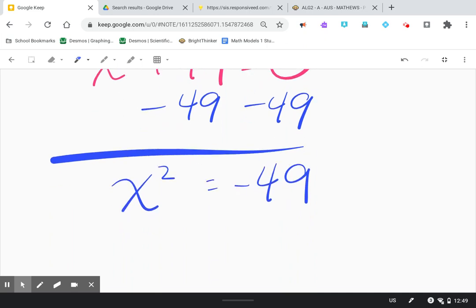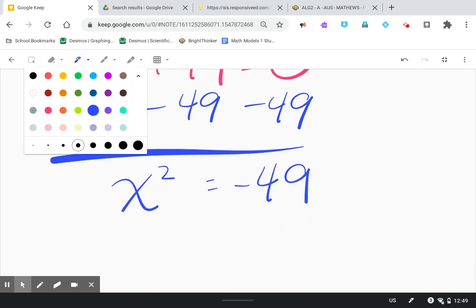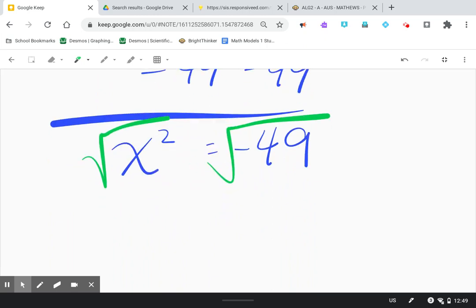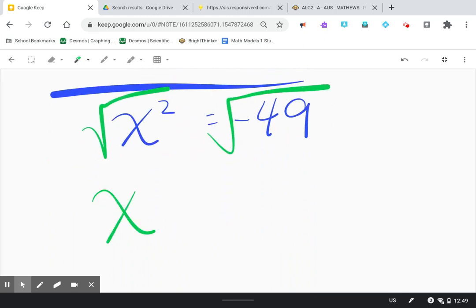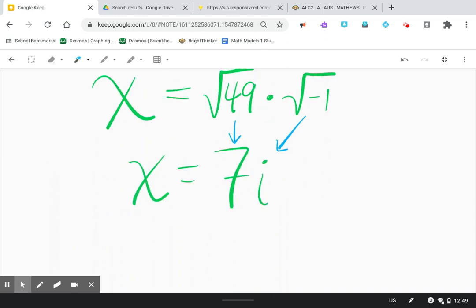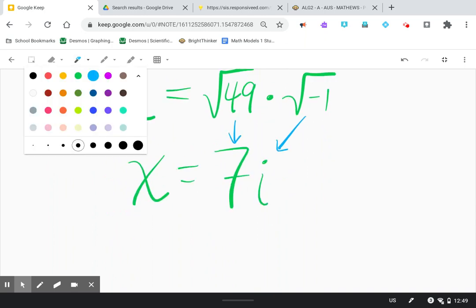And so this is where we run into a problem. We can't take the square root of both sides because there is no square root of negative 49. So what happens is x ends up equaling, and we break this into parts. We break it into the square root of 49 on one side, and the square root of negative 1 on the other side, which ends up being 7 and i. So again, what's happening here is this is reducing to 7. This is being converted to i. And so the answer would be plus or minus 7i.